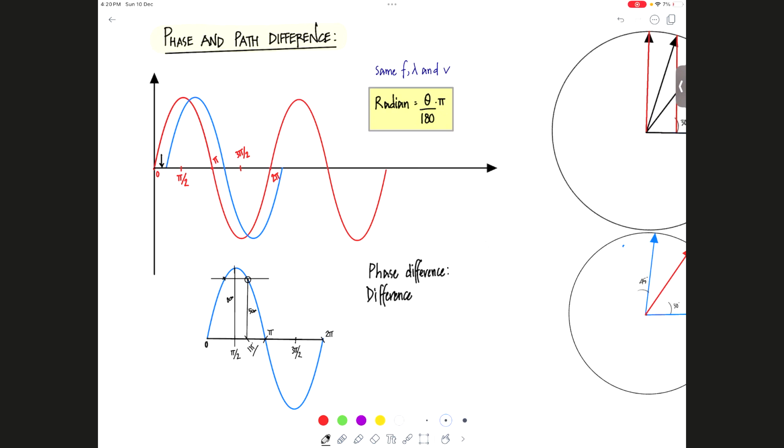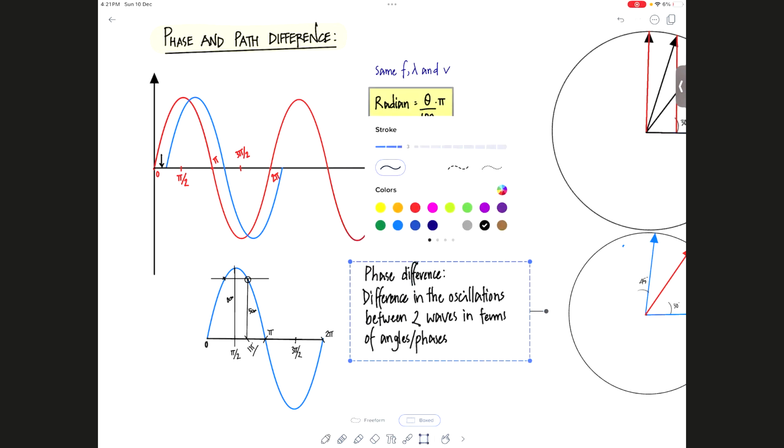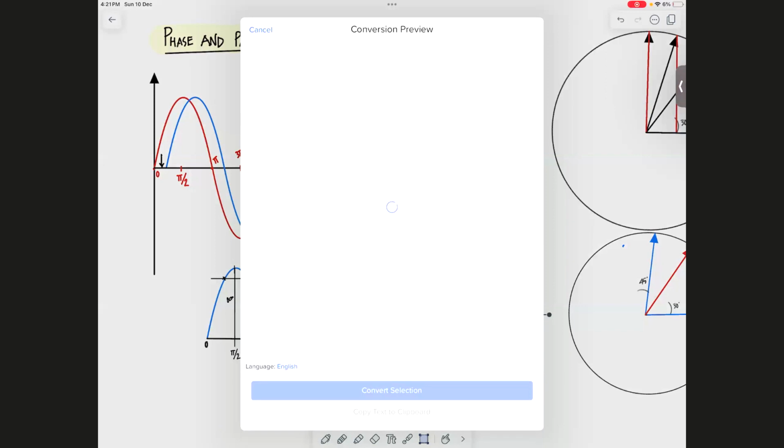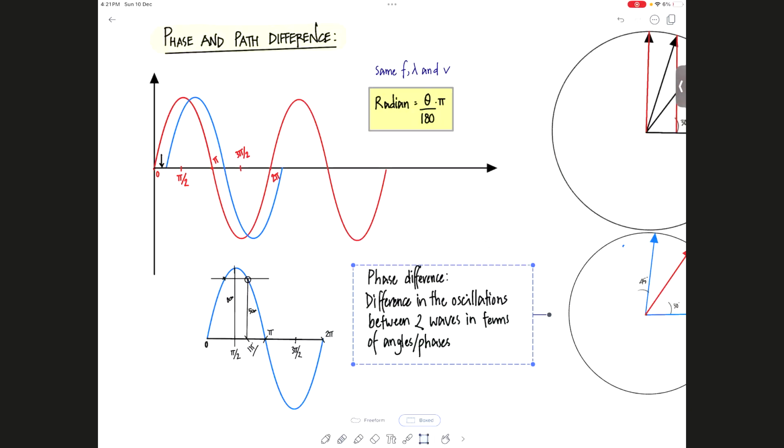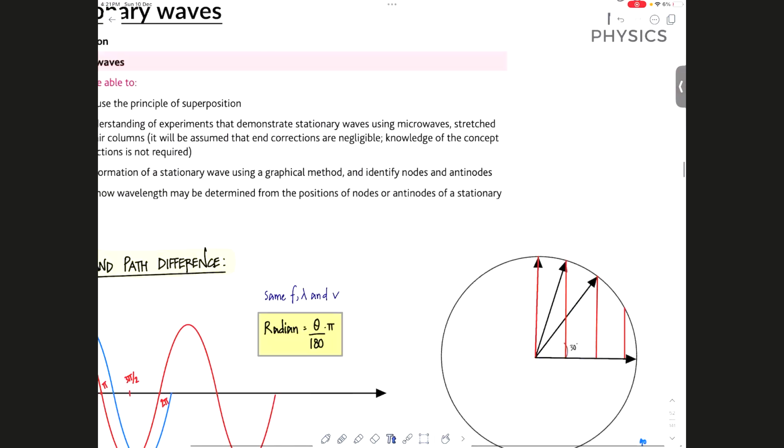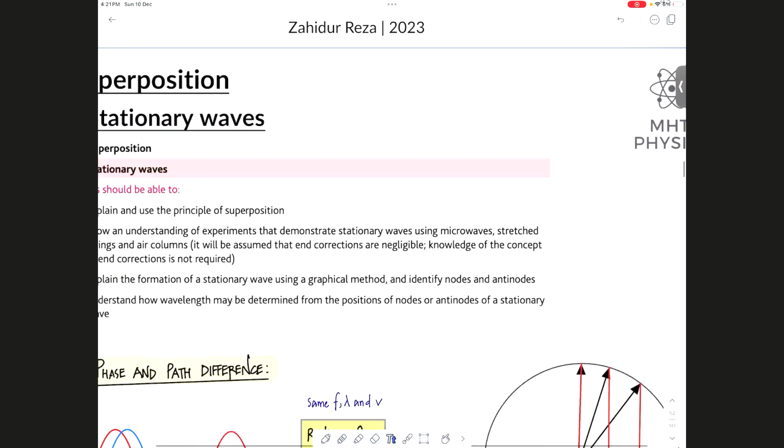Okay, so phase difference: the difference in the oscillation, difference in the oscillation between two waves, in terms of angle or phases, meaning pi and so on. Stationary waves is on the first page, so page 44.